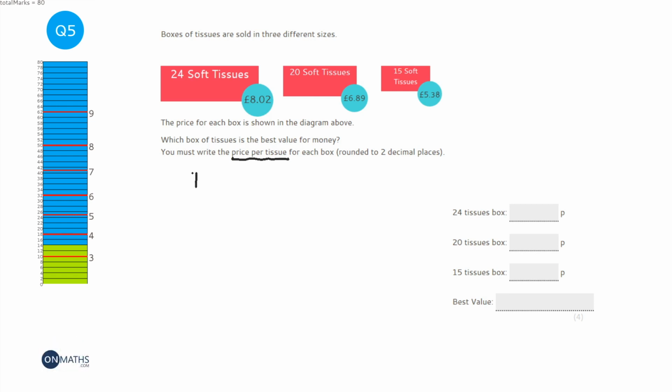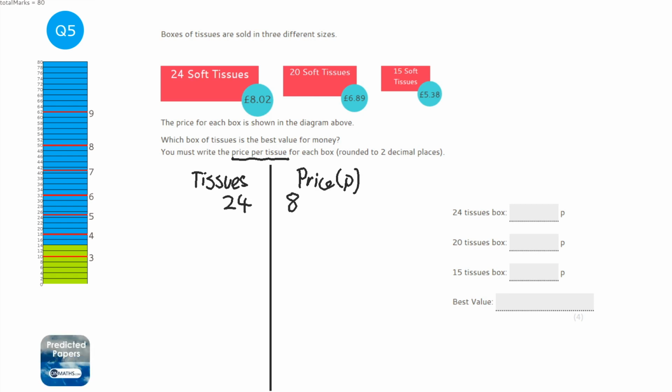So we're going to have tissues on the left hand side and price, and I'm going to do it in pence because it's normally a lot easier to work out when it's in pence. I'm just going to draw a line down the side. So we're going to start off with the box of 24, and it costs 802 pence. Now to get one tissue, I'm going to divide both sides by 24. So if I divide both sides by 24, I get one tissue.